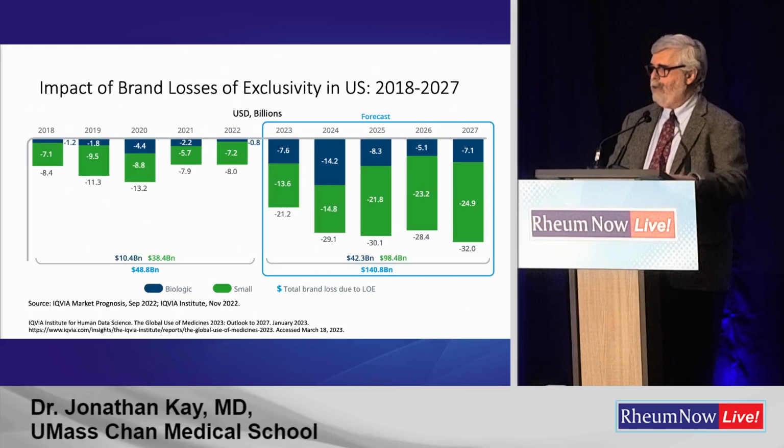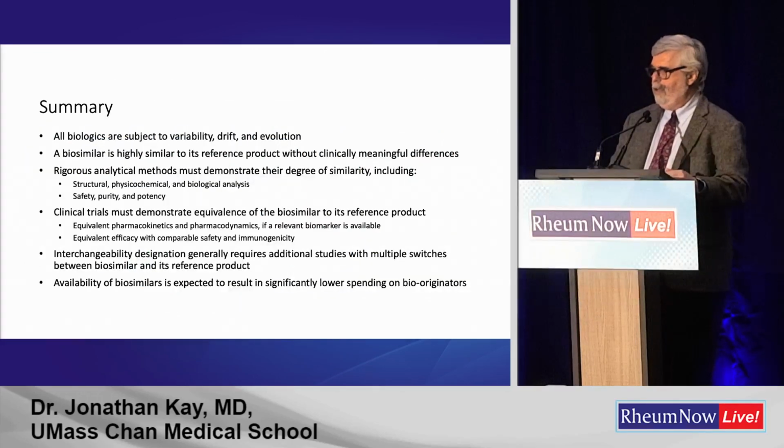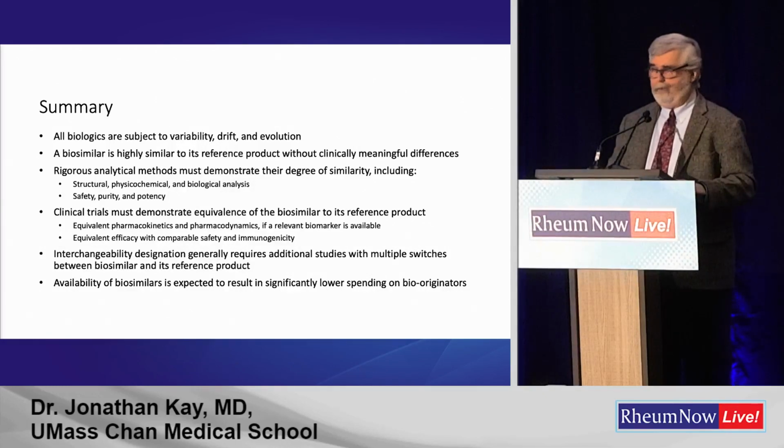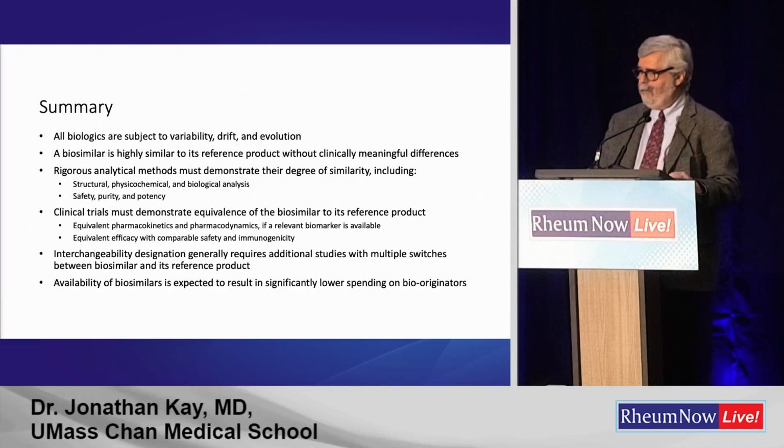The impact of brand losses of exclusivity in the United States as of next year are going to be about $14.2 billion loss of sales because of loss of exclusivity for all of the drugs for which there are biosimilars. So in summary, all biologics are subject to variability, drift, and evolution, both reference products and biosimilars. A biosimilar is highly similar to its reference product without clinically meaningful differences.